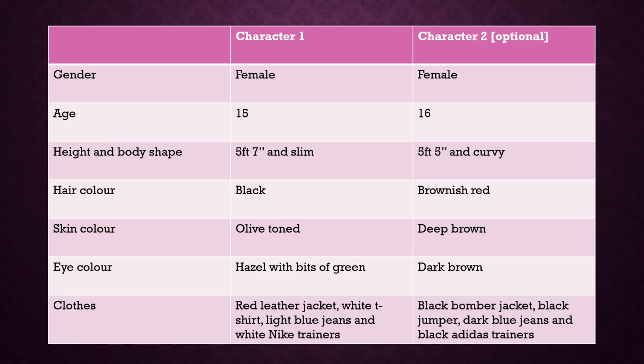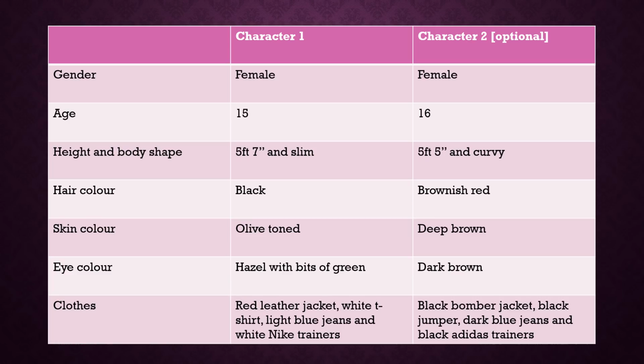So for character 1, I've had a female, 15 years old, 5'7" and slim, with black hair, olive toned skin, hazel eyes with bits of green, and the clothes she's wearing is a red leather jacket, white t-shirt, light blue jeans and white Nike trainers.